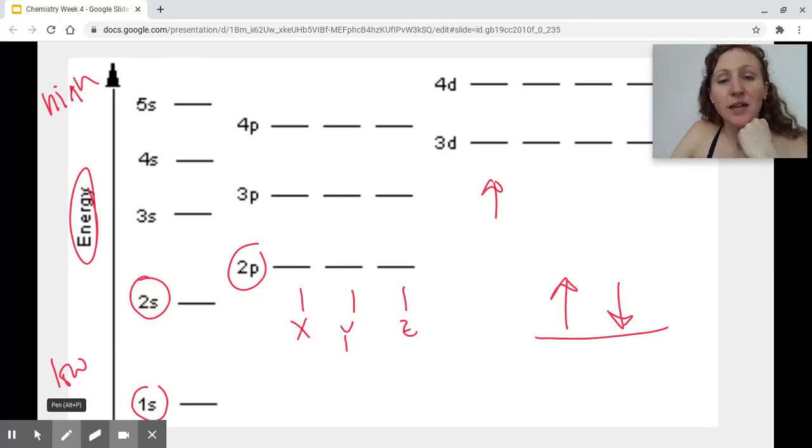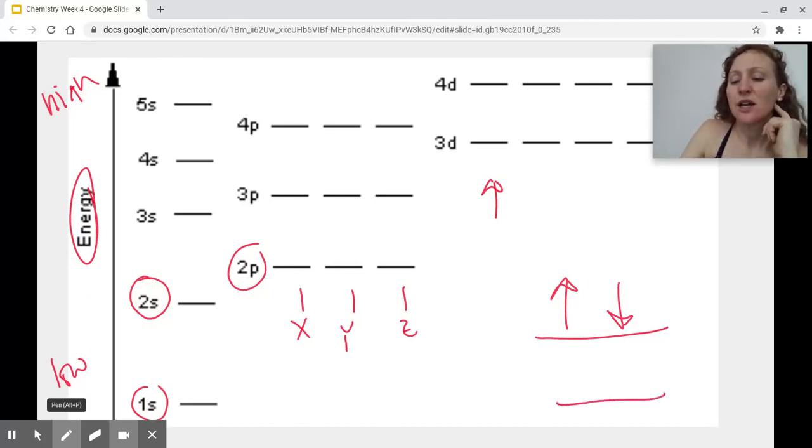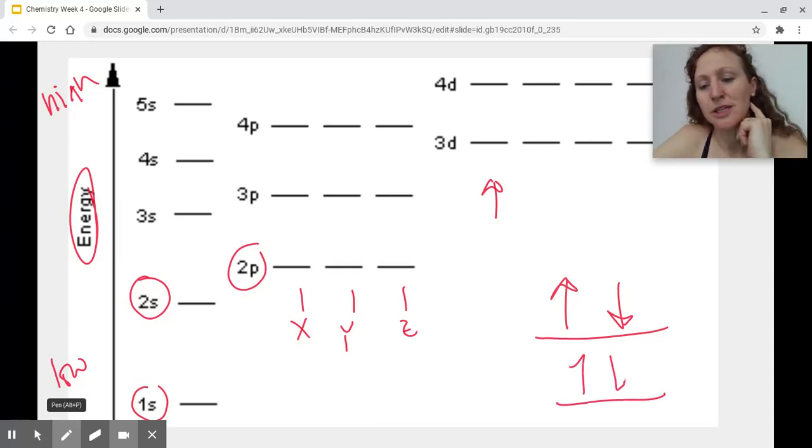On a diagram like this, it's really easy to get sick of writing arrows. And so instead of writing full arrows, we kind of do half arrows like that. You see the difference? It means the same thing. It's just a lazy man's way of writing arrows.